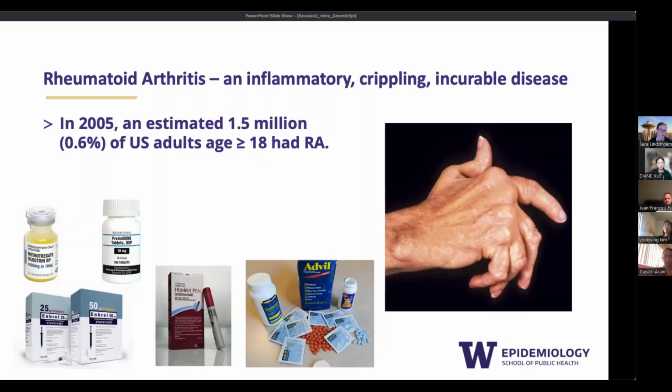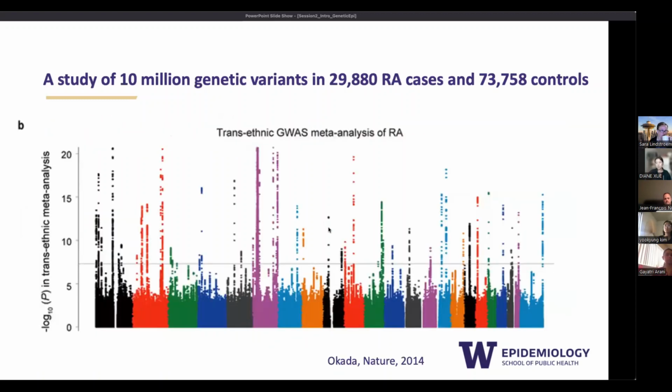And the problem is that after a while, many of these treatments will stop working. You have to switch to the next version out there. At some point, you might actually run out of potential treatments. So there was a GWAS performed on RA back in 2014.